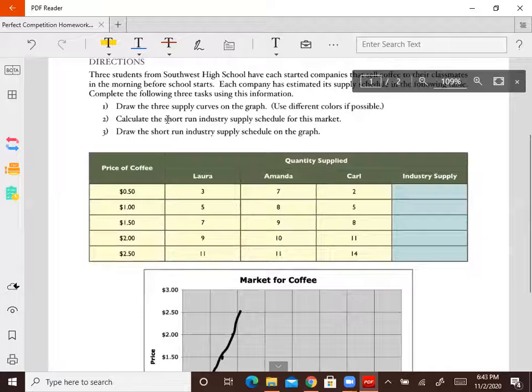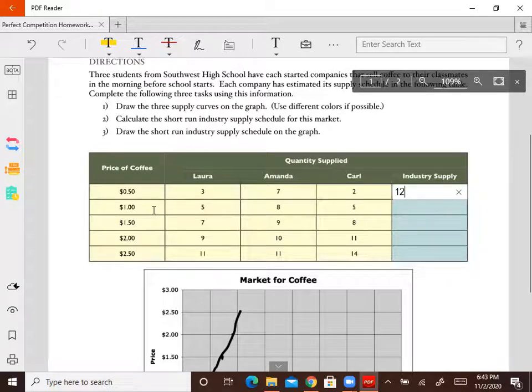And so number 2 is calculate the short run industry supply schedule for this market. All that means is that for 50 cents, you're going to add up Laura, Amanda, Carl. At $1, you're going to add up Laura, Amanda, Carl. So for 50 cents, Laura is 3, plus Amanda's 7 is 10, plus Carl's 2 is 12.